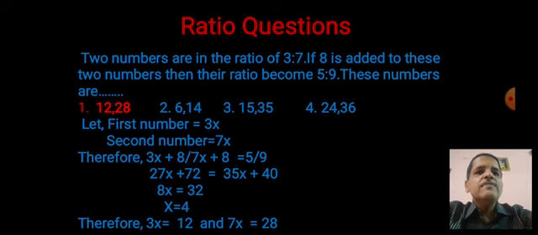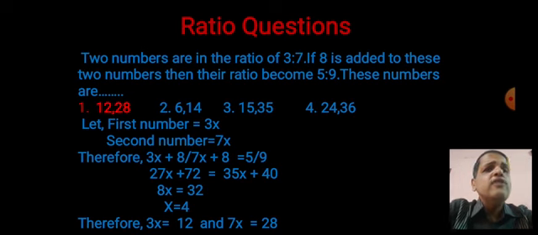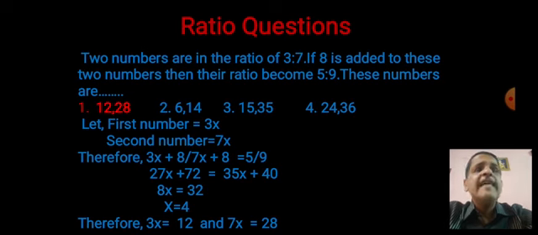The question was asked in the December 2019 NET examination. 2 numbers are in the ratio of 3:7. If 8 is added to both of these numbers, the new ratio will be 5:9. Find out the numbers.